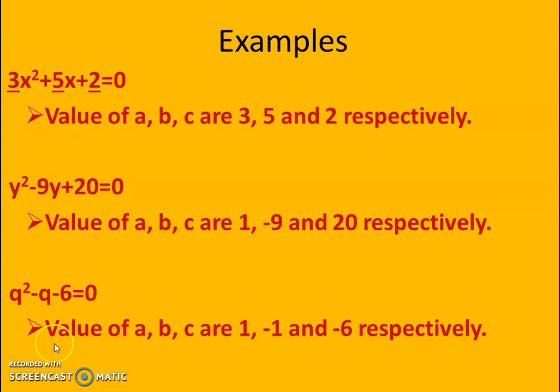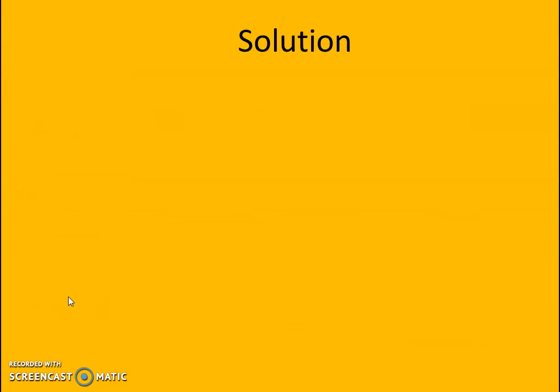The next equation we have is q square minus q minus 6 equals 0. So here the coefficient of q square is 1, the coefficient of q is minus 1, and the value of c is minus 6. So in any quadratic equation we can easily figure out the values of a, b, c, and when this is clear, we can easily solve a quadratic equation in less time. Let's see how to solve equations.